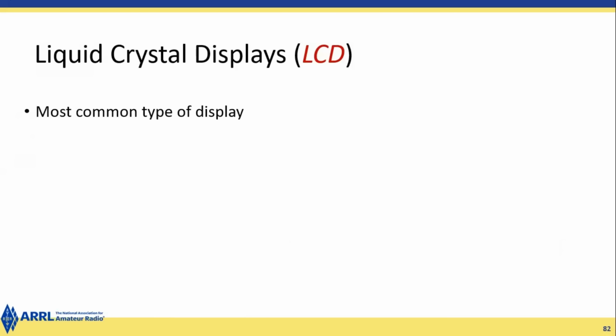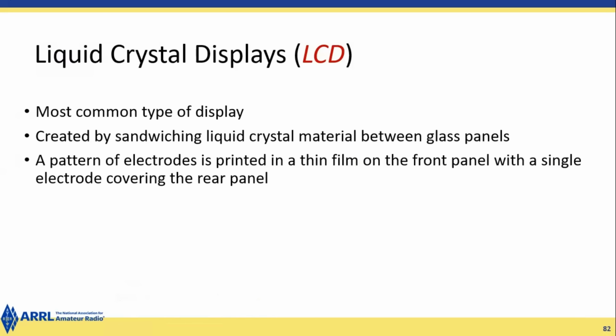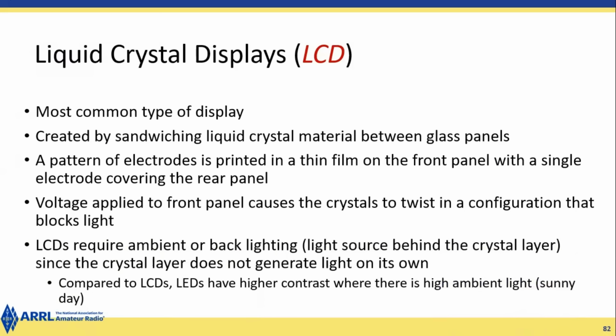Liquid crystal display, probably the most common type of display, is created by sandwiching liquid crystal between glass panels. A pattern of electrodes is printed in a thin film on the front panel with a single electrode covering the rear panel. A voltage is applied to the front panel, causing the crystal to twist in a configuration that blocks light. LCDs require ambient light or backlighting, a light source behind the crystal layer, since the crystal layer does not generate light on its own.